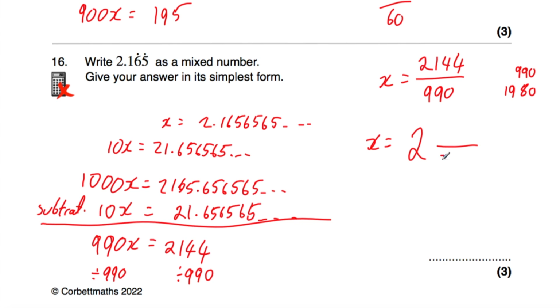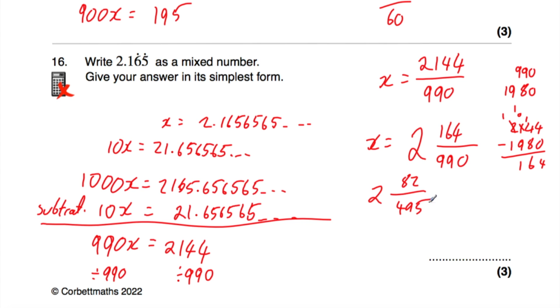So x is equal to 2, and we've still got 990 on the denominator. And in terms of our remainder, we had 2144, and we know that 2 990s is 1980. So if we take them away, we'll get our remainder. So 2144 take away 1980 is equal to 164. So we've now got that x is equal to 2 and 164 990ths. Now both of these numbers are even, so let's half both of them. Half of 164 is 82, and on the denominator, half of 990 would be 495. These can't be cancelled down any further, so the answer would be 2 and 82 over 495.